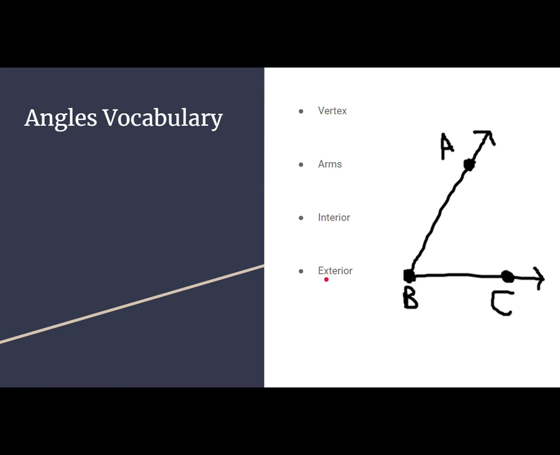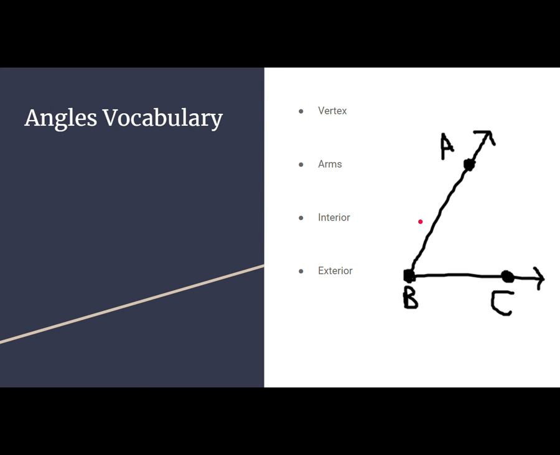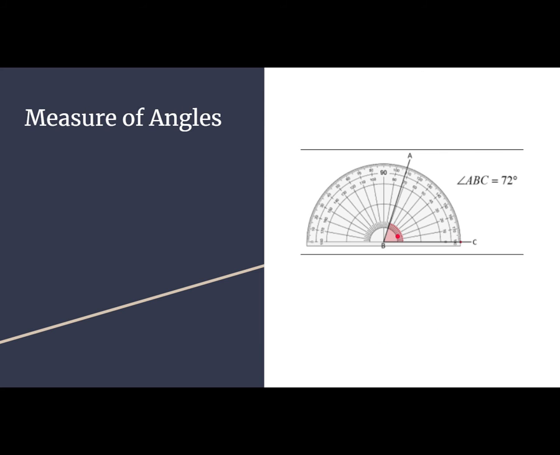There is also an exterior of the angle, and that exterior is all the space, you guessed it, not on the interior. So it's pretty much all of this out here. All of this is the exterior of the angle. We don't deal with exterior very much. It comes up sometimes in some more complex topics in higher level mathematics. We'll be talking about an exterior to an angle a little later on. But for the time being, all you really need to know is the exterior is this stuff on the outside.